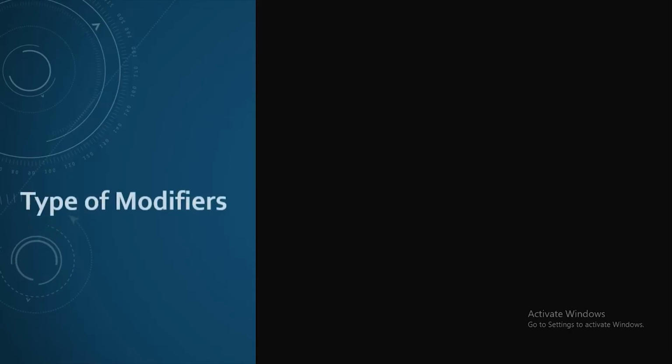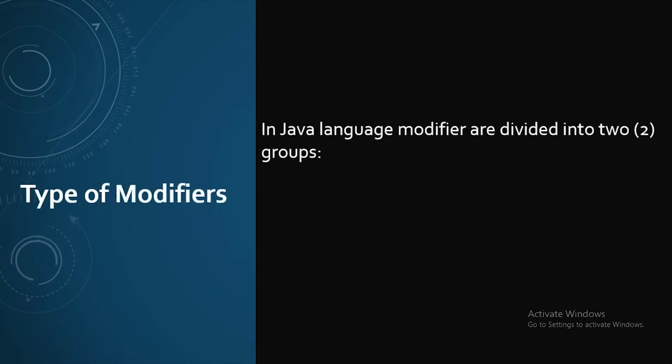Now let's talk about types of modifiers. So guys, in Java, modifiers are divided into two groups. Number one is access modifier and the second one is non-access modifier. Now let's go ahead and see the definition of access modifier and the types of it.